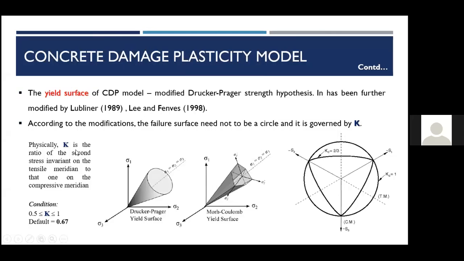Physically, K is the ratio of the second stress invariant on the tensile meridian to that on the compressive meridian. And this K takes a value from 0.5 to 1. When K is equal to 1, you have a circle. So for ordinary concrete, the default value is 0.67.